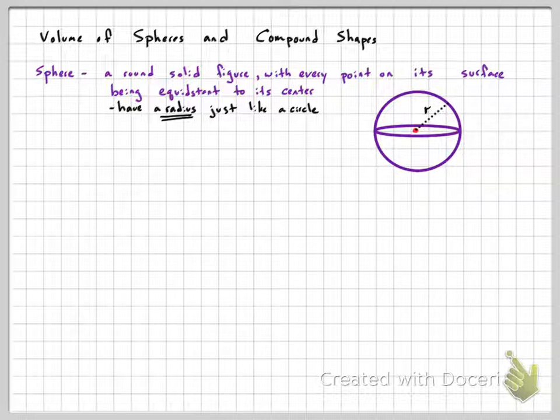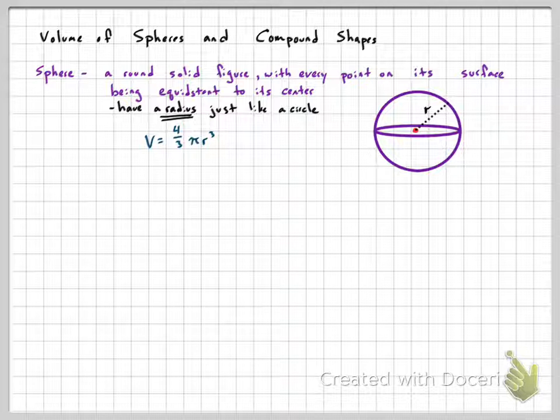And just like a circle, all we need to be able to find any information on this is the radius. So for the volume of a sphere, the formula is 4/3 pi r cubed.